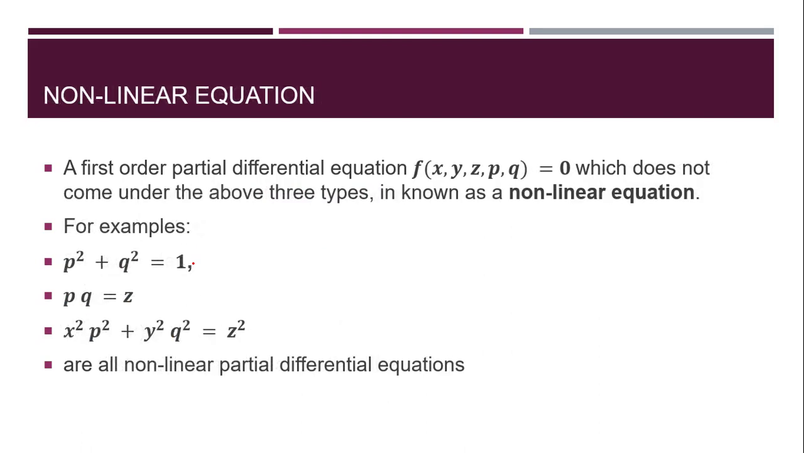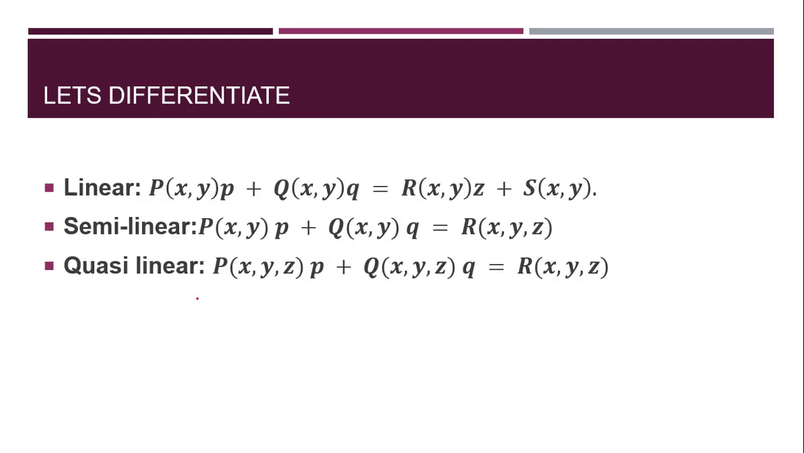And what if we talk about nonlinear? If the partial differential equation does not come under any of the three above types, then we call it nonlinear. For example, here you can observe p square and q square. In all the terms we have p into something, q into something, but here we are getting the power of 2. So it is nonlinear. Here you can say p and q are multiplied together. Here again I am getting p square and q square. That's the reason they are nonlinear. Now this is the brief summary.